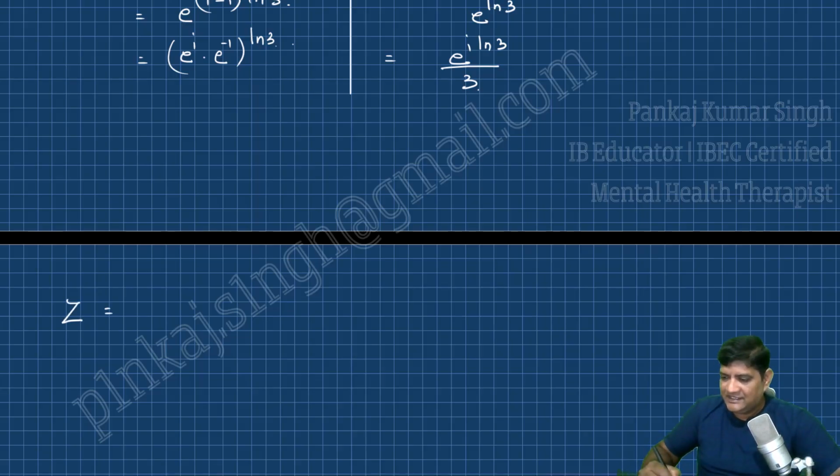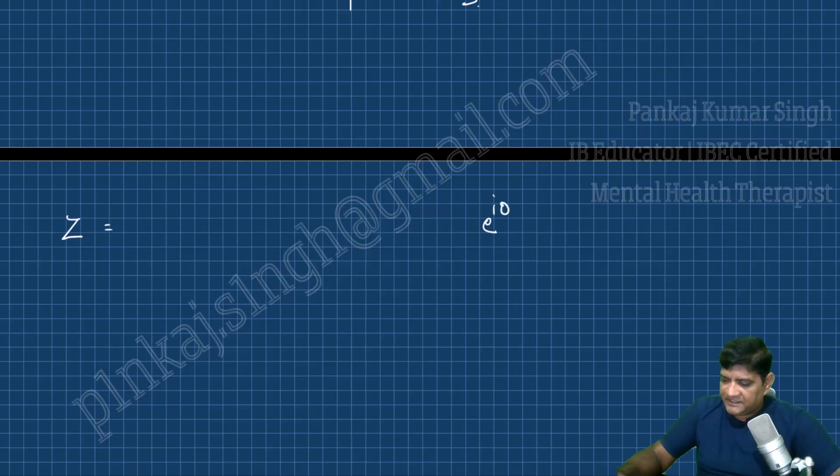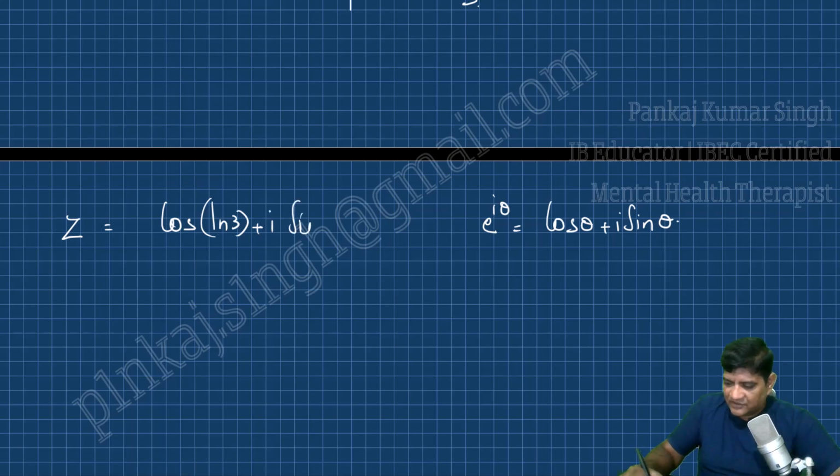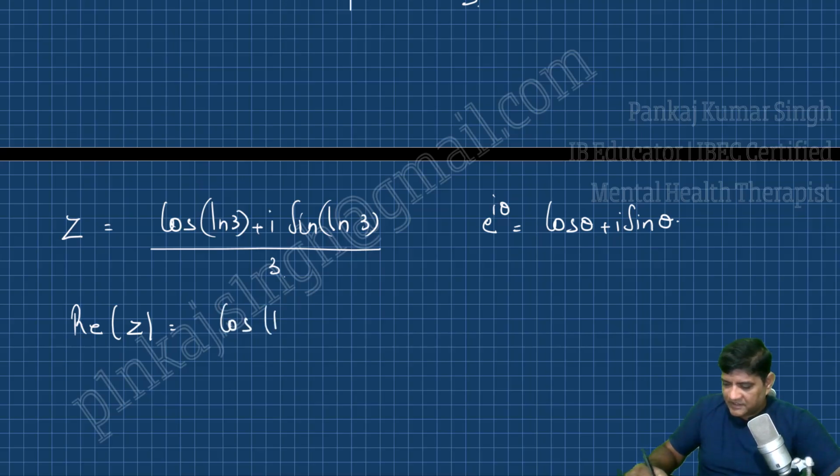I'm going to write that in the polar form. e to the power of i theta in the polar form is cos theta plus i sin theta. Therefore, I can write this as cos of ln 3 plus i sine of ln 3, which is divided by 3. So the real part of the complex number z is simply going to be equal to cos of ln 3 divided by 3.